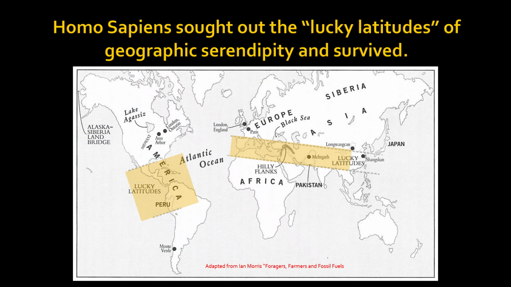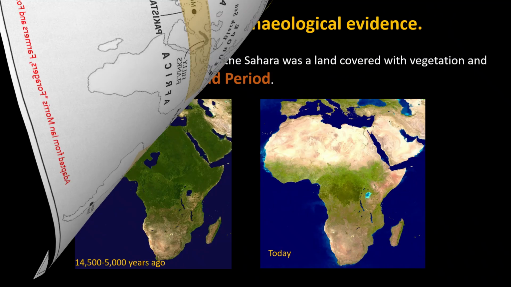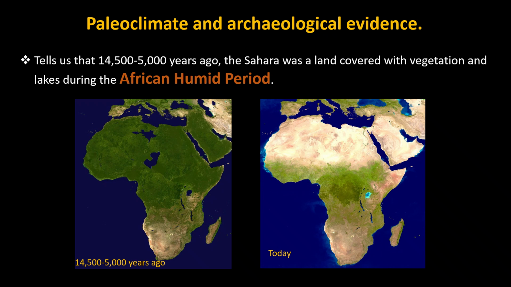Homo sapiens sought out the lucky latitudes of geographic serendipity and survived, as described by Ian Morris in his book Foragers, Farmers, and Fossil Fuels. The African humid period, which occurred between 14,600 to 5,000 years ago, changed the Sahara into a lush and green landscape filled with lakes, vegetation, and wildlife, quite unlike today's desert.